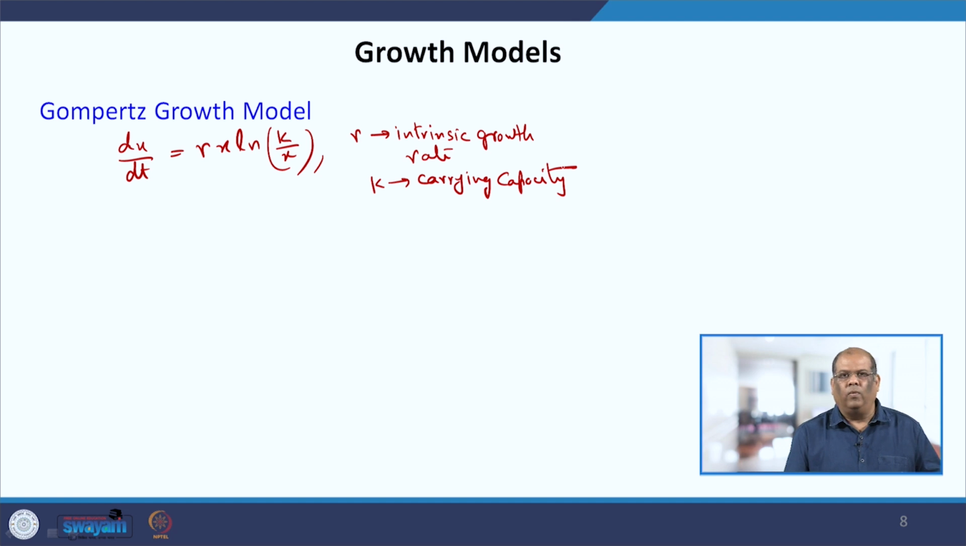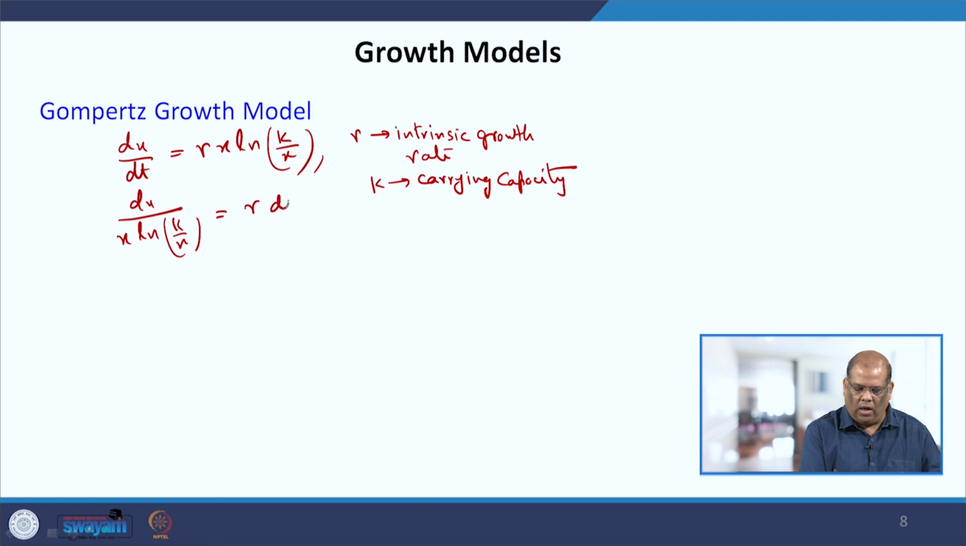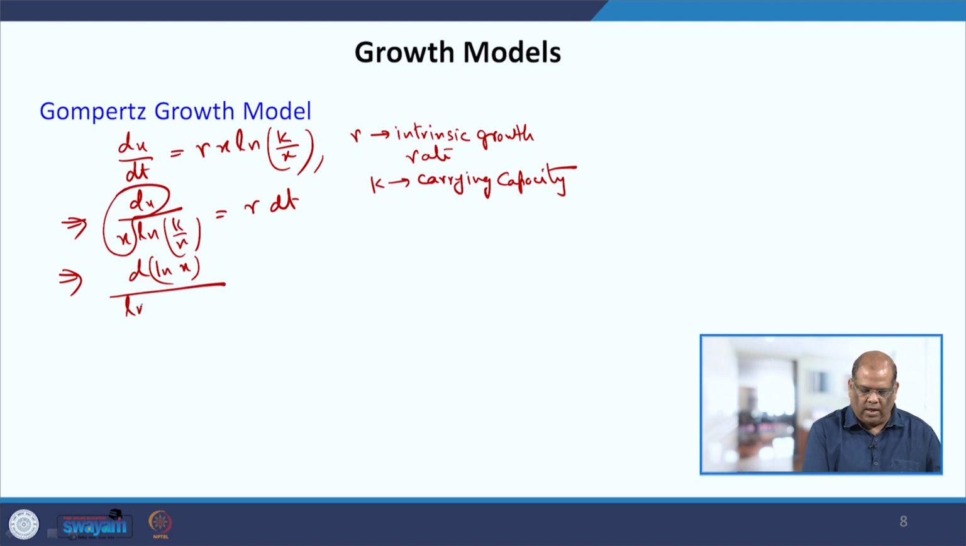Now, again we find the solution of this growth model. This can be written as dx by (x ln(k by x)) equal to r dt, separation of variables. We write this as d of ln x with this, and this can be written as ln x minus ln k with a negative sign, and I take that negative sign to this side.